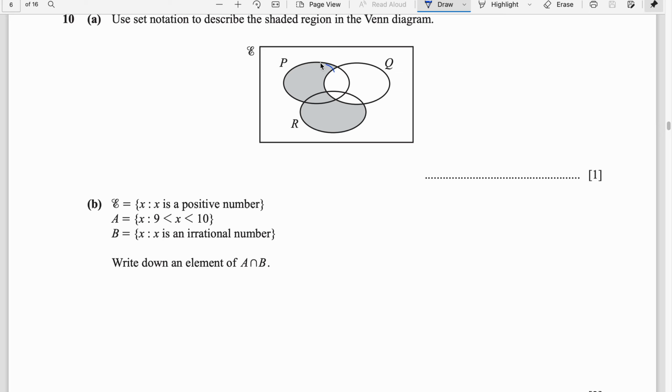Question number 10. Use set notation to describe the shaded region in the Venn diagram. So what we have here is, if we combine these two circles, we get P union R. But you eliminate this unshaded part and get the intersection with Q complement. P union R intersection Q complement.